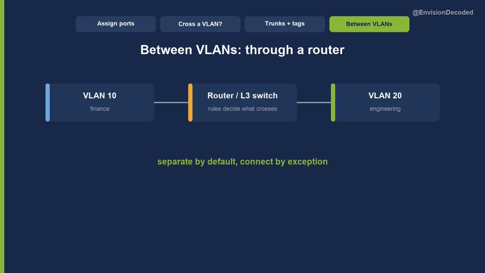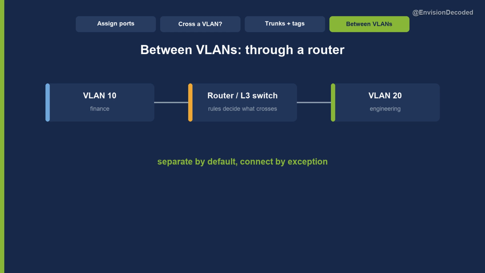And when finance genuinely needs to reach an engineering server, traffic between VLANs must go through a router or a layer 3 switch, where you can apply rules about exactly what is allowed. VLANs separate by default, routing reconnects by exception, ideally through a firewall policy like episode 14.